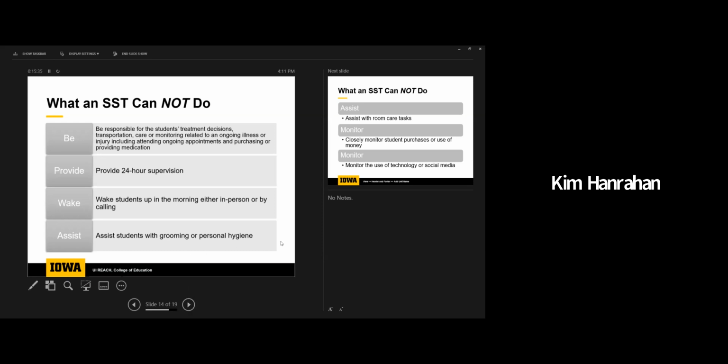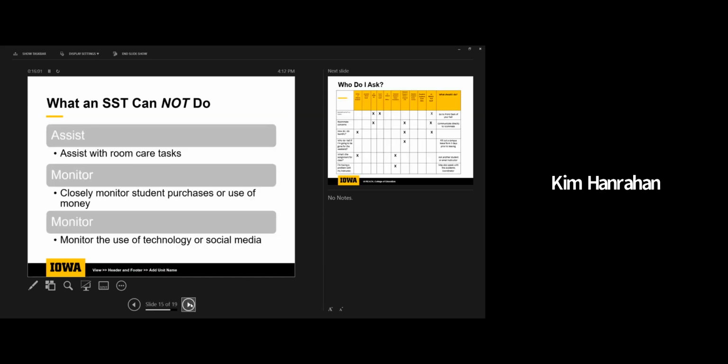We will remind a student. If a student comes to a class and it's obvious they haven't paid much attention to grooming or hygiene, depending on the degree of how bad it is, we can send them home right away and have them take care of it, or we can ask residence hall staff to check in with the student in the evening to make sure that's being attended to. We also cannot assist with room care tasks.